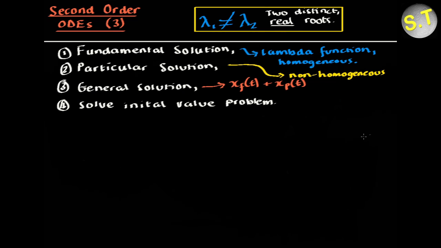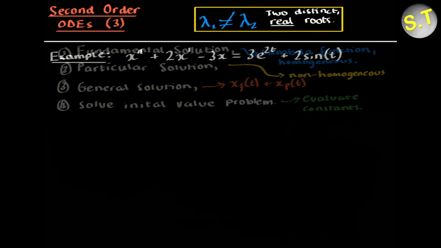And once we've done all this, we can finally solve an initial value problem. So we would have to have some information about the system's position at, for example, time 0 and the first derivative at time 0 as well. And once we have this information we can evaluate the constraints so we can find our constants. And these are the 4 steps that you need in order to solve any second order ordinary differential equation. So let's take a look at an example.